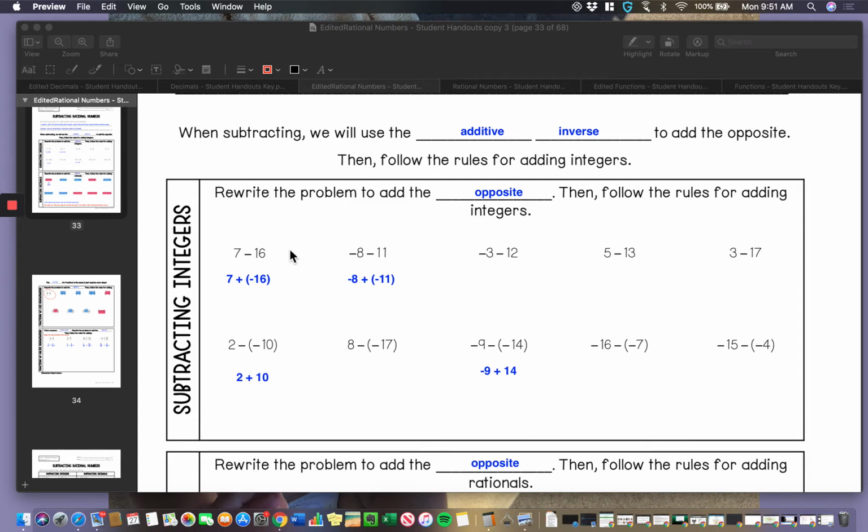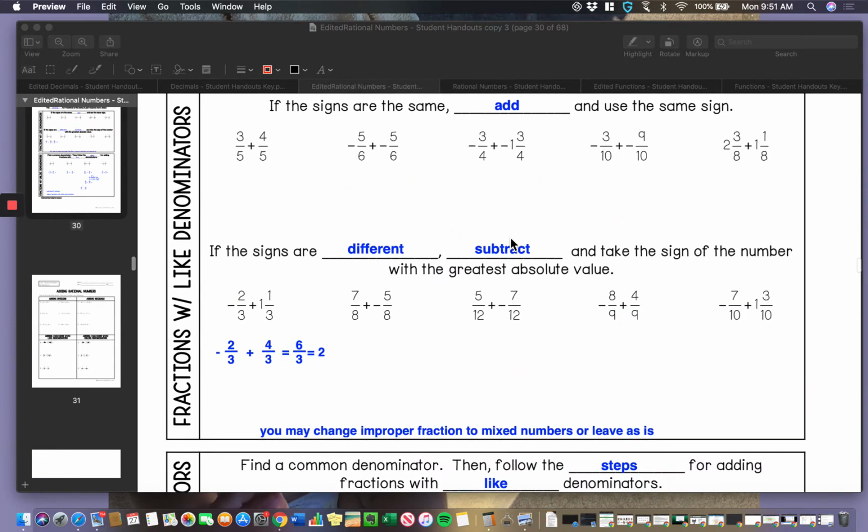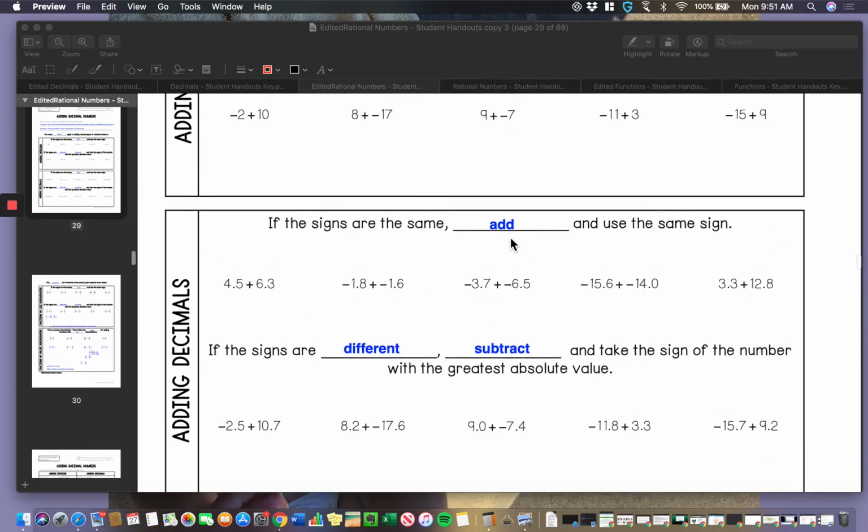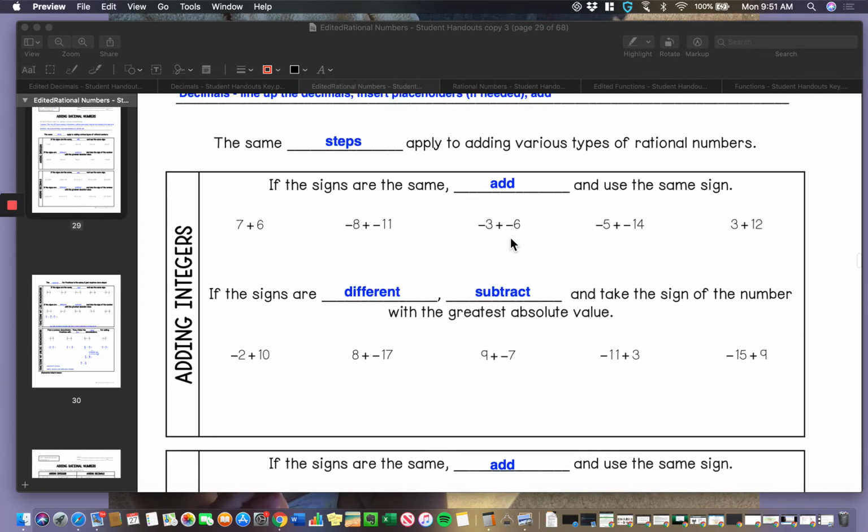But if you were going to look back and follow the rules for adding integers, I'm just going to go back a little bit here. All right. It was from this part of the video. If the signs are the same, add and use the same sign. Okay, but if the signs are different, you can take the sign of the number with the greatest absolute value.